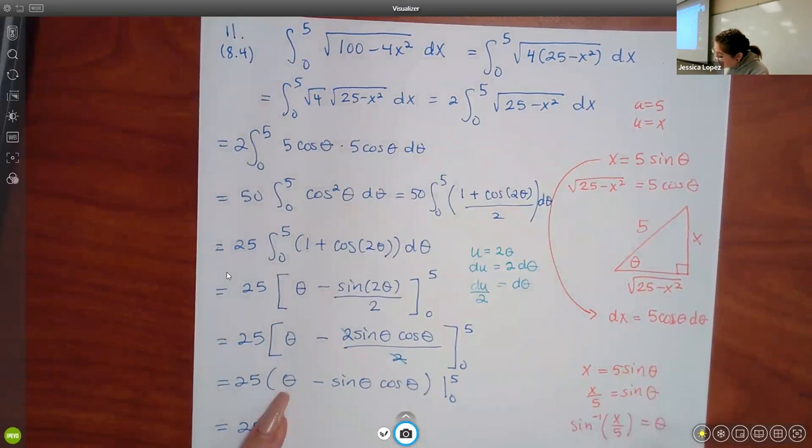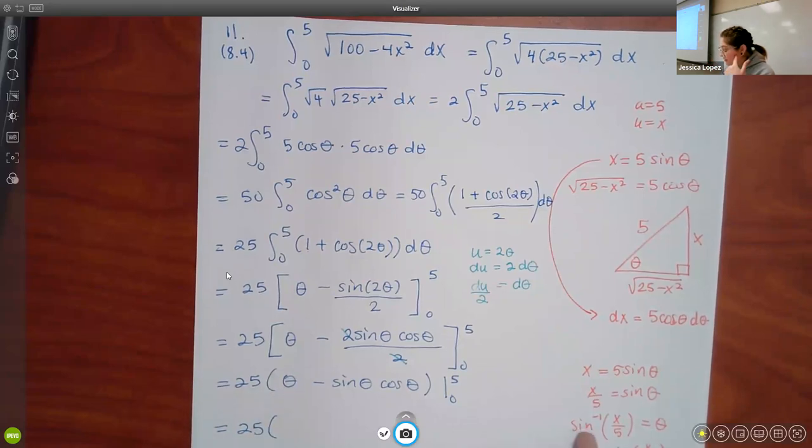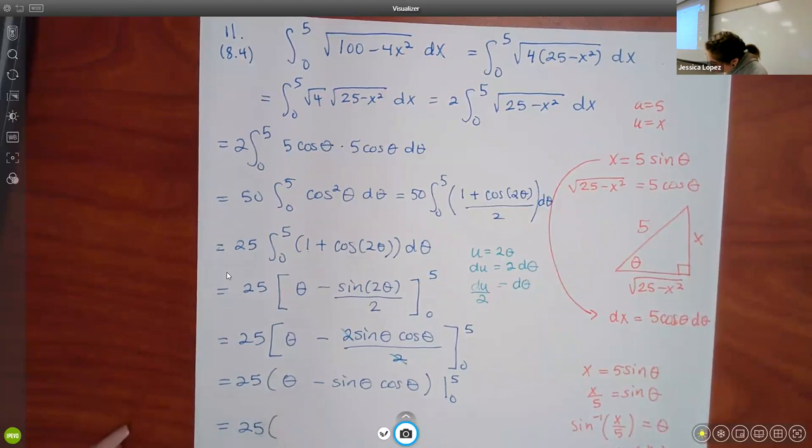I think your book doesn't like sine inverse. It likes arc sine, but it's the same thing. I just know that in your book, when you're doing WebAssign, it wants this typed in. But since I'm going to type it in my calculator, I'm going to use this version. Okay. So this theta is going to become sine inverse of x over 5.